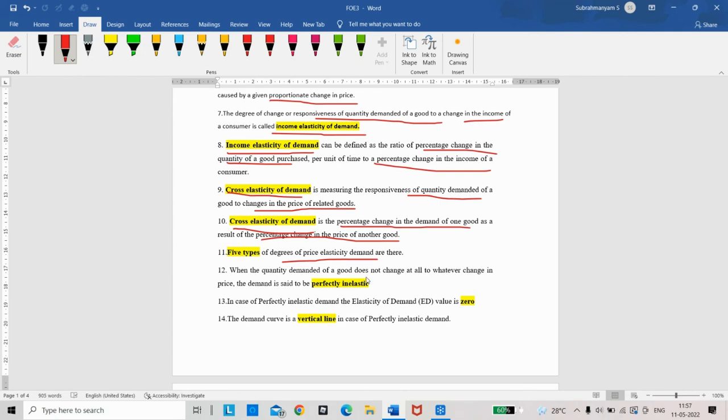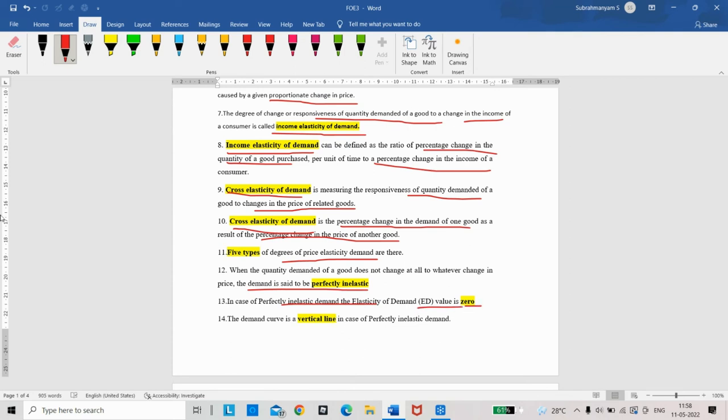When the quantity demanded of a good does not change at all, whatever the change in the price, the demand is said to be perfectly inelastic. Whatever change in the price, that may be 50% or 100% change in the price level, leads to no change in the quantity demanded, that is 0% change in the quantity demanded. Whatever change in the price level leads to 0% or nil percentage change in the quantity demanded is known as perfectly inelastic. In case of perfectly inelastic demand, ed value is equal to 0.